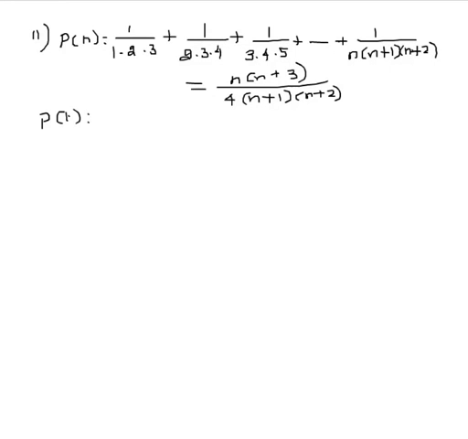Let us do the first step of proving P of 1 true. So P of 1 will have only the first term, only one term it will have on the left hand side, because it is a series given, the left hand side. Now substitute n as 1 here.